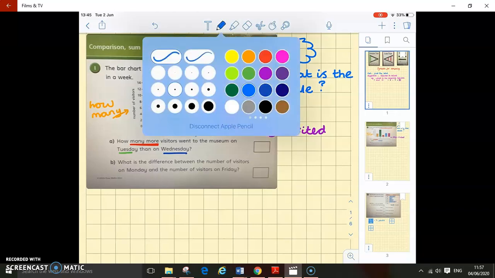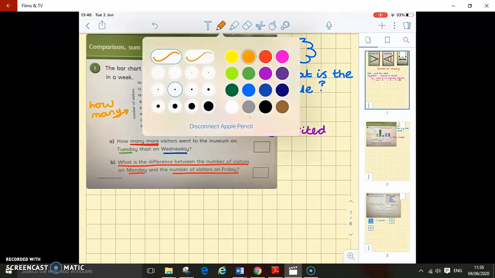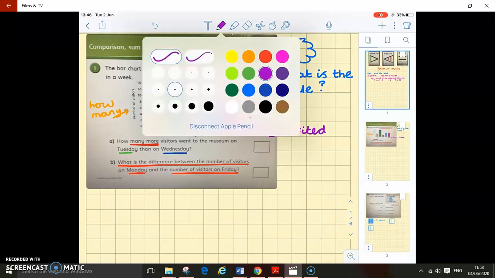Now I can see on Tuesday that I've got a big green bar here, and if I look at the top of the bar, and go along to the scale, I can work that out, and I need to do the same for Wednesday. And then I've got to think about what's the difference between the number of visitors on Monday and the number of visitors on Friday. So how many more and what's the difference are kind of the same question, but they're just written in a different way.